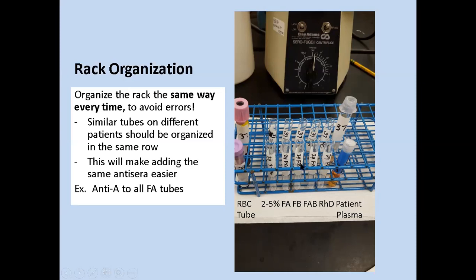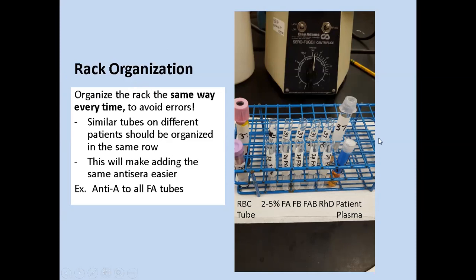Okay. The FB tubes, 24 and 37. You can see I would have all of my FB tubes in the same column. And then the FAB, if I'm doing that test, they would all be in the same column. And then the D tube, they would all be in the same column. Okay. And so by organizing myself that way, I'm going to be less likely to make mistakes. Okay, so hopefully that makes sense.